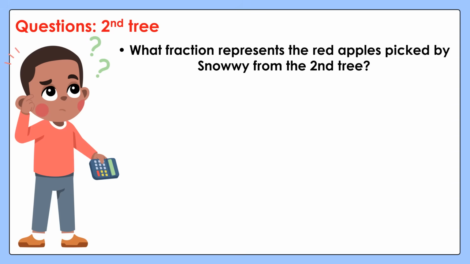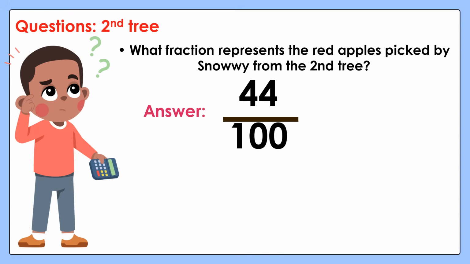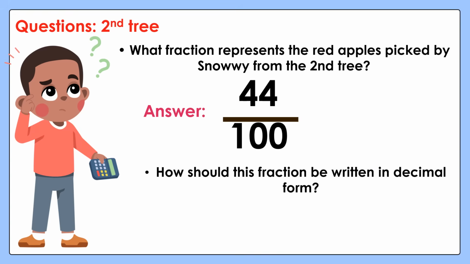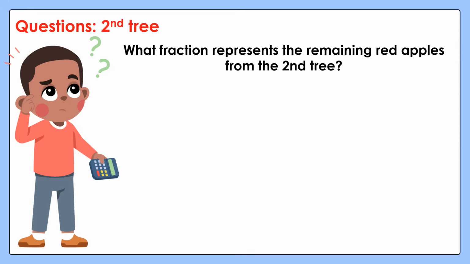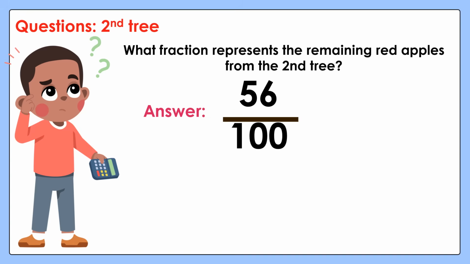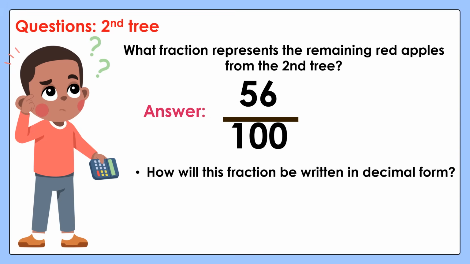What fraction represents the red apples picked by Snowy from the second tree? The answer, 44 hundredths. How should this fraction be written in decimal form? The answer, 0.44. What fraction represents the remaining red apples from the second tree? The answer, 56 hundredths. How will this fraction be written in decimal form? The answer, 0.56.